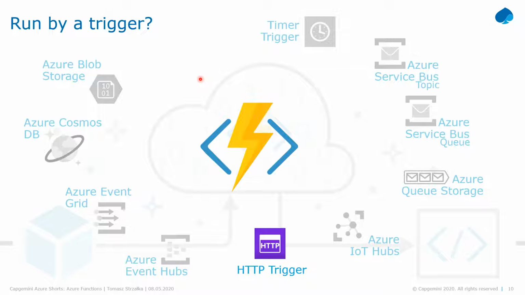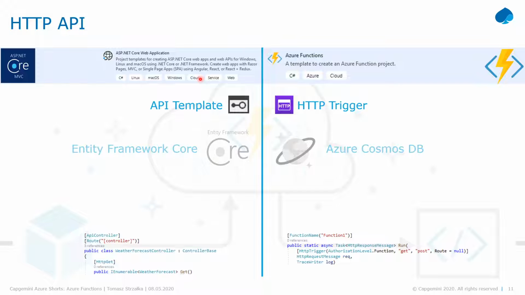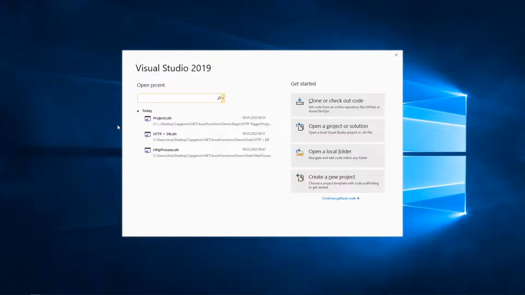So for today, we are just going to focus on the most basic one, HTTP trigger, which allows us to run our function once we send a request over HTTP, much like an API call. In fact, we are going to create some basic HTTP triggered Azure function. But before that, let's just create a simple ASP.NET API application, which is going to respond to our requests. So let's just go to Visual Studio.